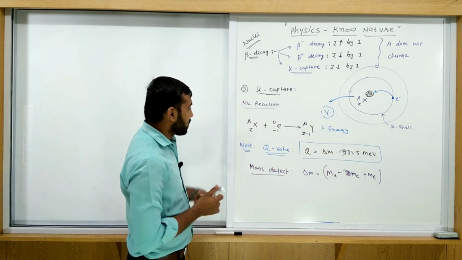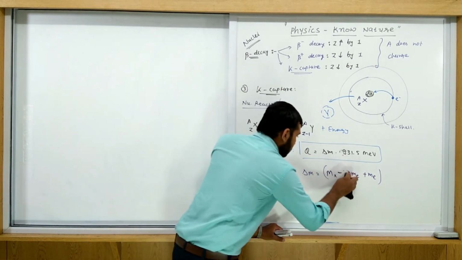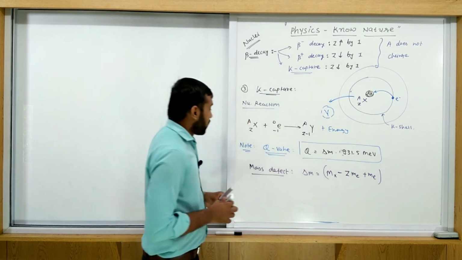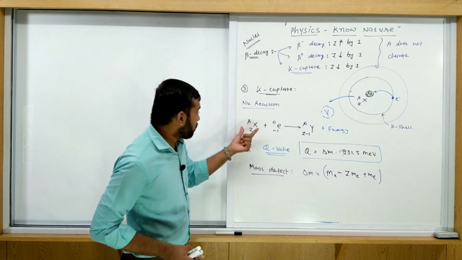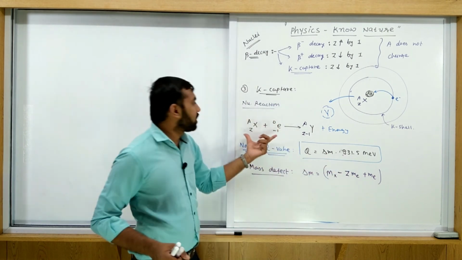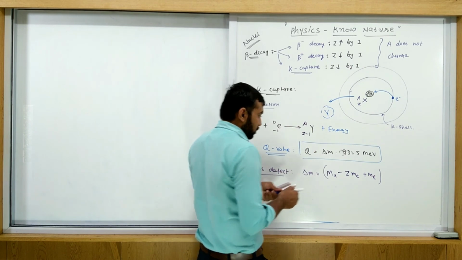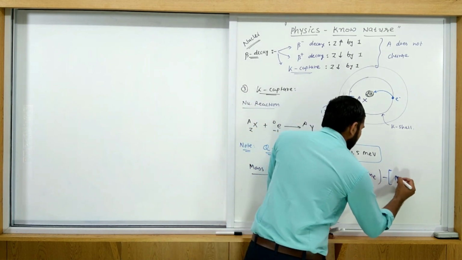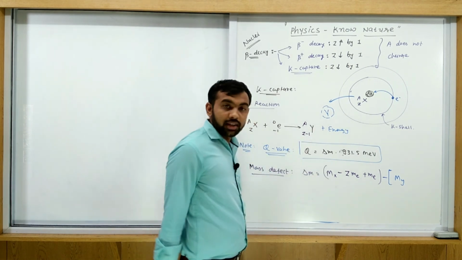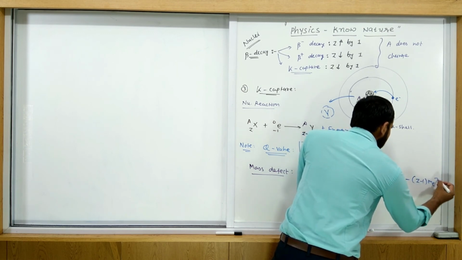Again, total element mass is mx. How many electrons? Z, so minus Z me. This is an additional electron, so plus me. This is the total left-hand side mass. Coming to the right-hand side mass, that is Y, so minus element Y mass. How many electrons? Z minus 1 electrons, so minus Z minus 1 electron.